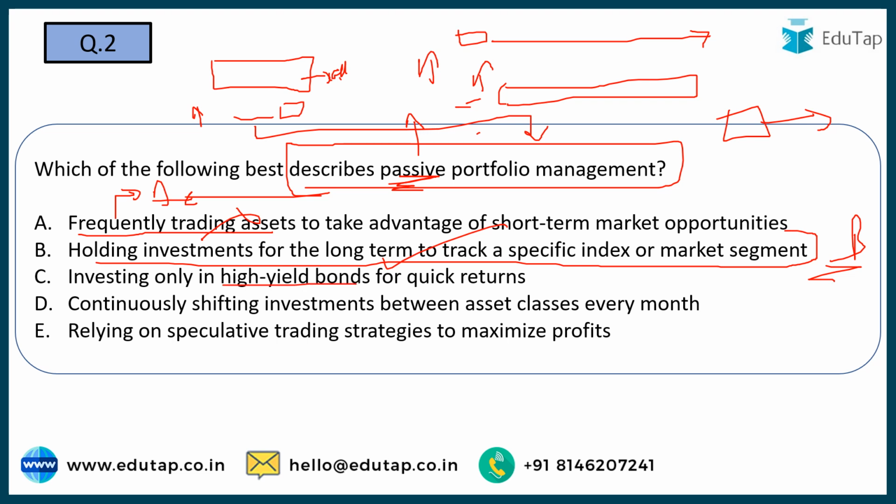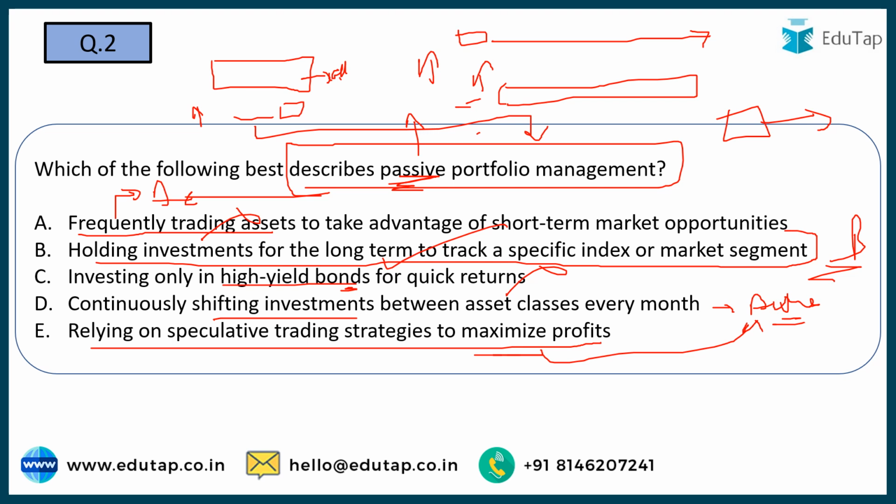Investing only in high yield bonds? No, because if you are only investing in bonds, then you are not investing in some other asset class. So that is not a component of portfolio, right? Because in portfolio you invest in multiple asset classes. Continuously shifting investment, this is also a criterion of active investment portfolio. Relying on speculative trading strategies to maximize profit, this again is a feature of active portfolio. So what is passive? Passive basically means that I will invest my money and forget. As simple as that. Therefore the correct answer over here will be option number B.